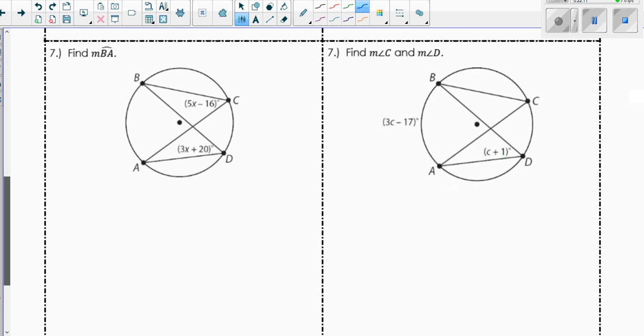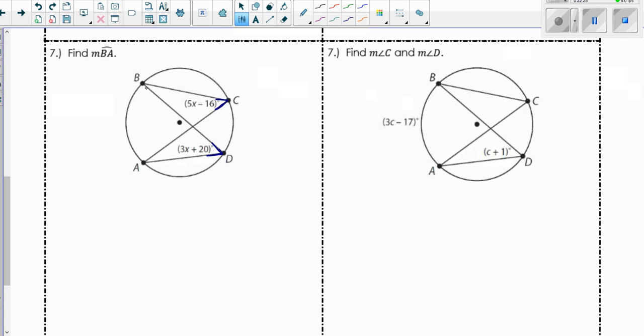All right, two more. Might be a good idea at this point for you to try one on your own and then come back and maybe see how you're doing. All right, so notice that these are two inscribed angles. You have an inscribed angle that's right here. You have an inscribed angle that's right here.